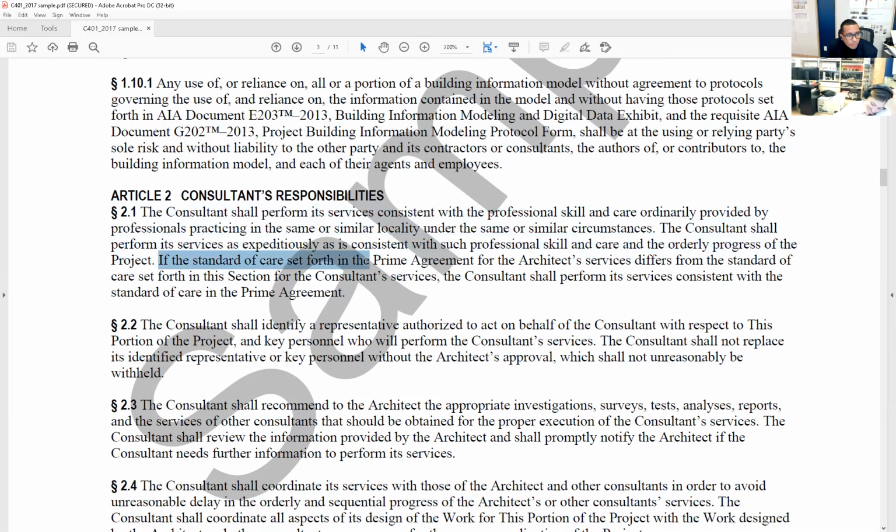If the standard of care set forth in the prime agreement for the architect services differs from the standard of care set forth in this section for consultant services, the consultant shall perform its services consistent with the standard of care in the prime agreement. Well, it's already binding them that if the standard of care we're putting in our prime contract B101 is higher or lower, they've got to go by that B101, not by this one. Does it make sense?